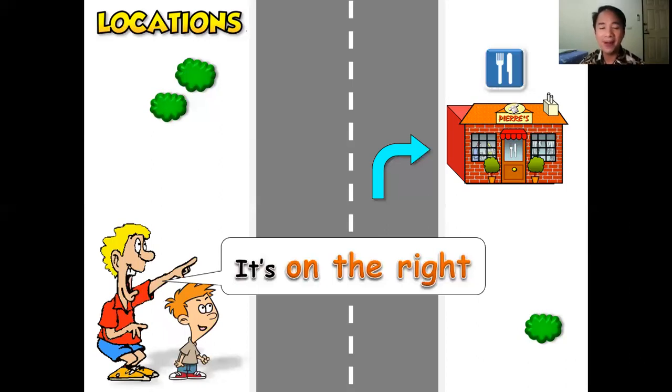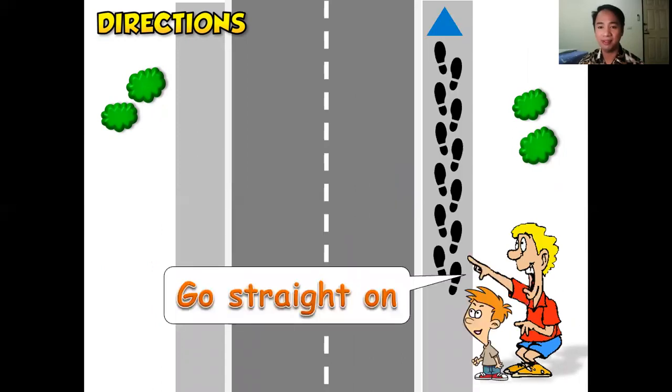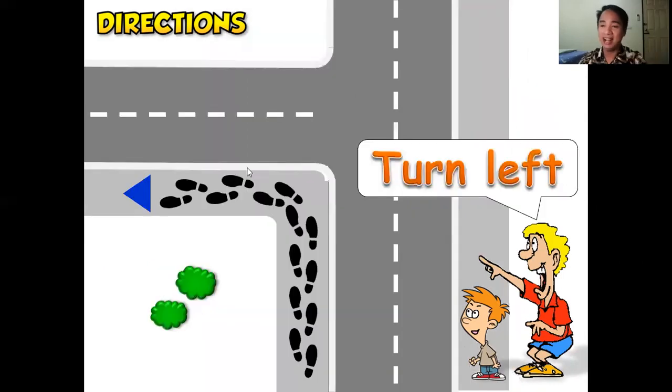Another example, look at the photo again. How do I get to the museum? So this is how you answer. You follow the direction. So first, you go straight. Okay, this is the direction. You walk straight on the street, and then next, you turn left. Okay? So turn left, and then after that, you turn right. Okay? So follow the direction.